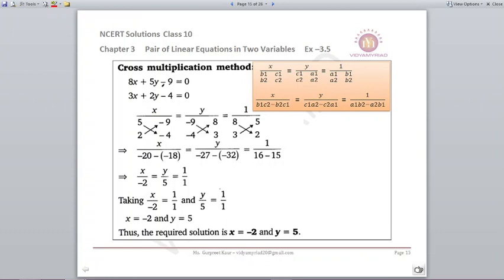x upon minus 2 will be equal to 1 upon 1, so x is minus 2. y upon 5 is again equal to 1 upon 1, so y comes out to be 5. In both the cases your answer is same.